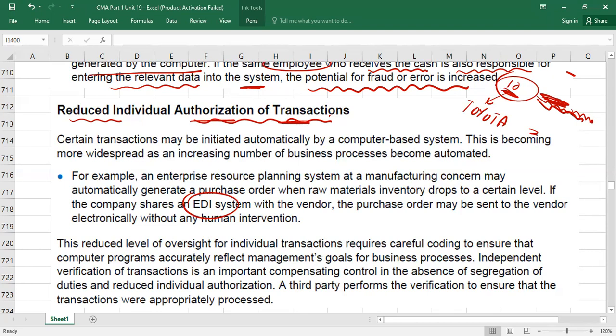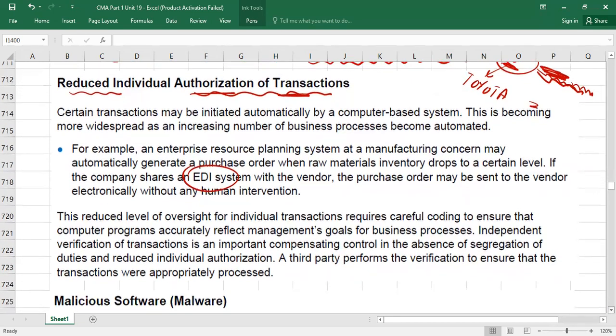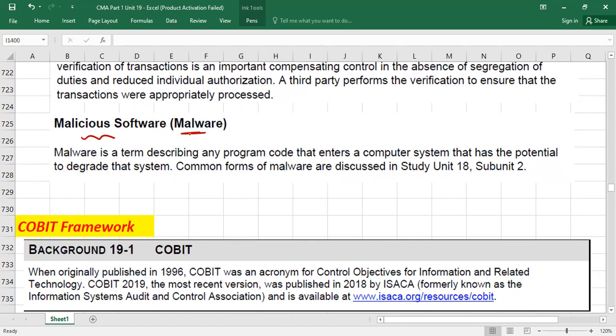So we have another risk to our data, which is called malicious software, or malware. Malicious software means any harmful software, any computer program which is harmful for your business or your system. It could be a virus. I told you about different types of malicious software in the previous lectures. It could be a Trojan horse, a virus attack, logic bombs. So many malicious software programs are available which can destroy your system. We have already covered this under study unit 18, subunit 2. So this is also a risk to your data. I hope it is clear.